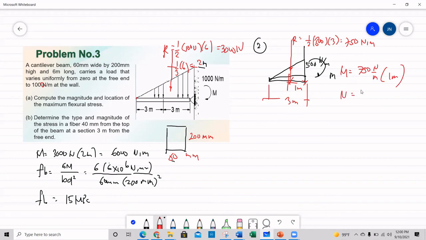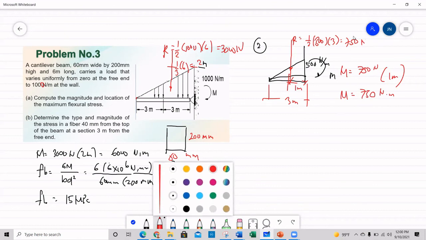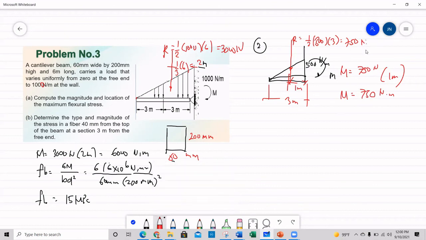So moment is equal to 750 Newton meter. Sorry, the meter was already removed, since this is already the moment. Okay, so let's go substitute.